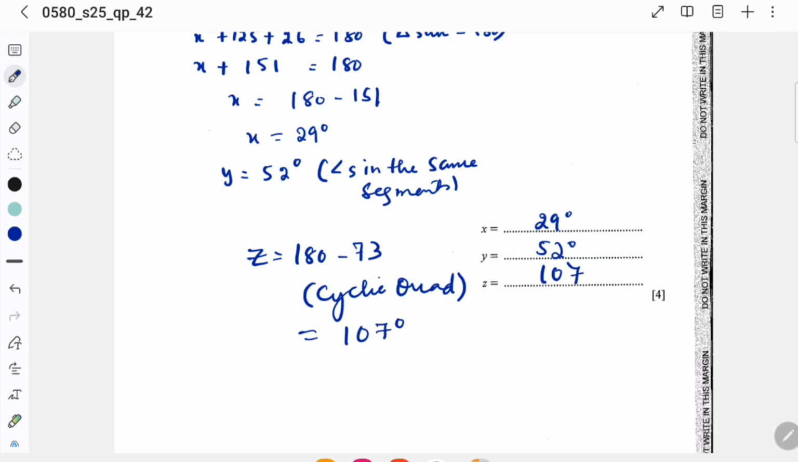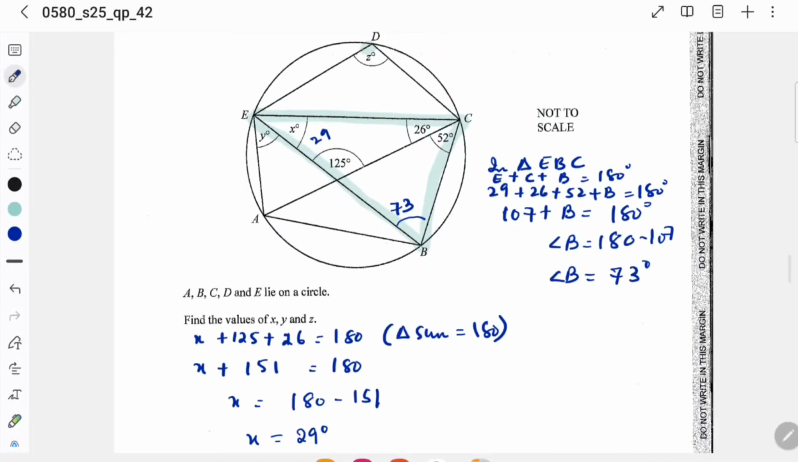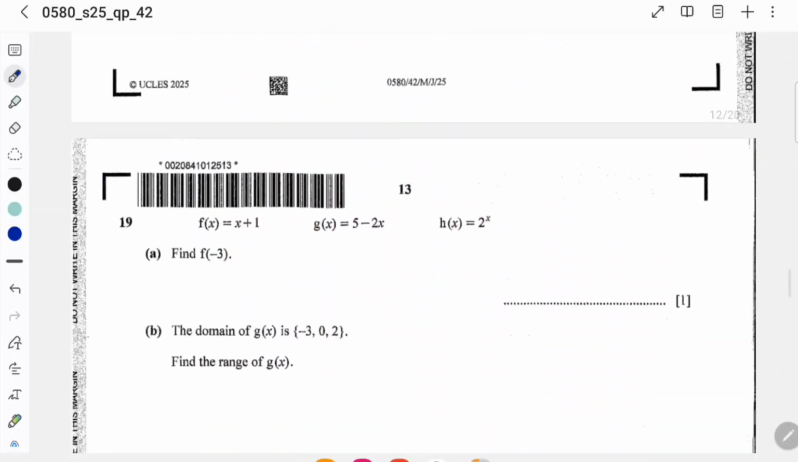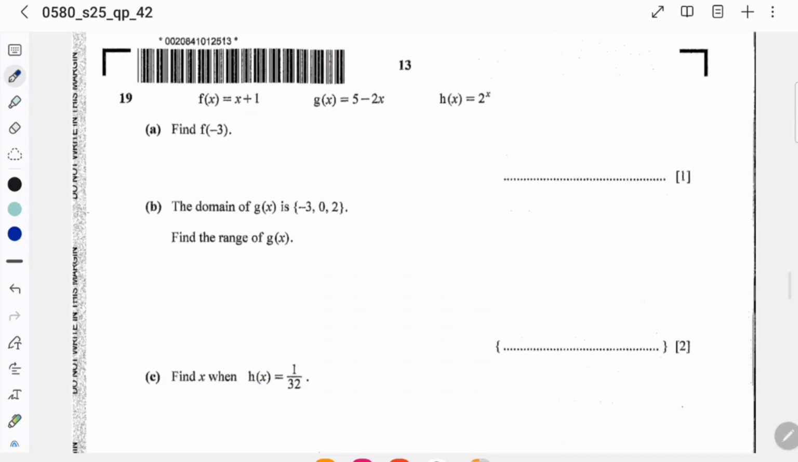So we found x is equal to 29 because the triangle sum is 180 degrees, y is equal to 52 because angles in the same segment, and z is from the cyclic quadrilateral. But we found one extra value there to get the answer for z. Okay. Question number 19.